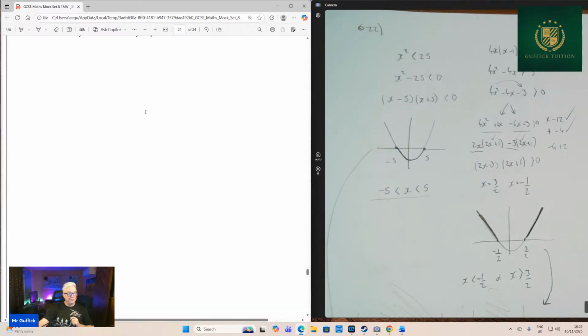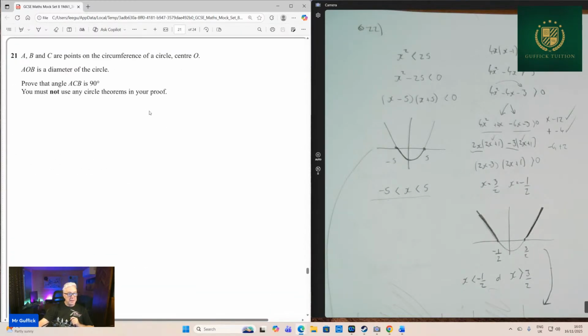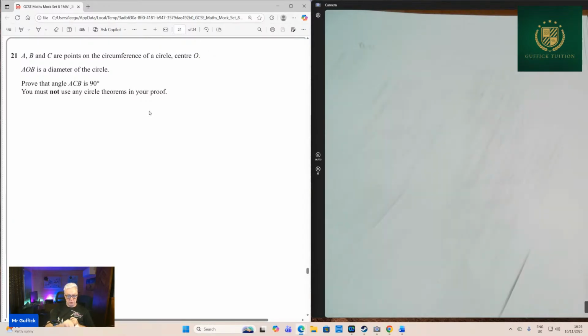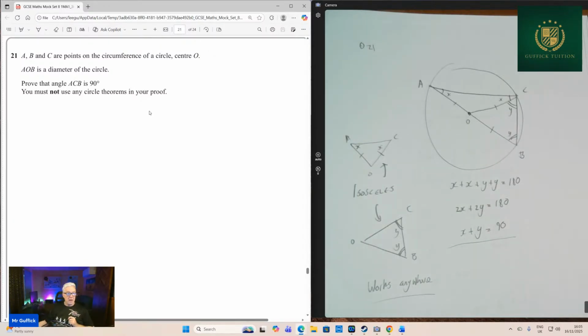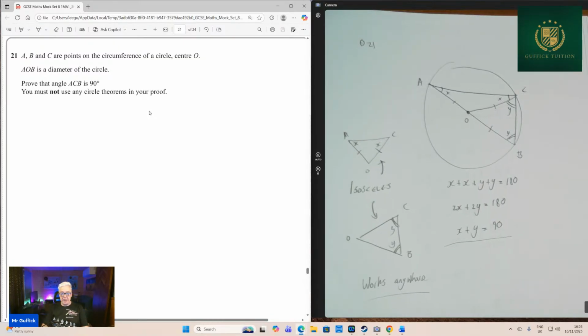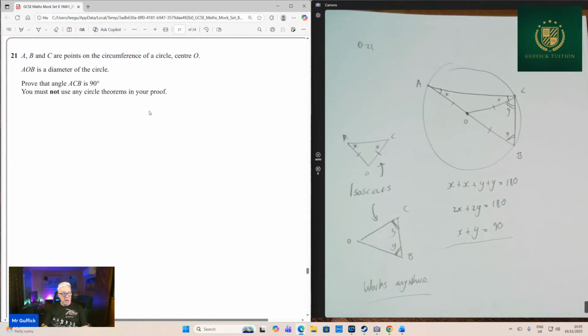All right, next one. What have we got here? It says A, B, and C are points on the circumference of a circle with a center O, and AOB is the diameter of the circle. Prove that the angle ACB is 90 degrees, and it says you must not use any circle theorem. So you've got to prove a circle theorem without using any circle theorems. Okay, let's have a look and see what's happening.